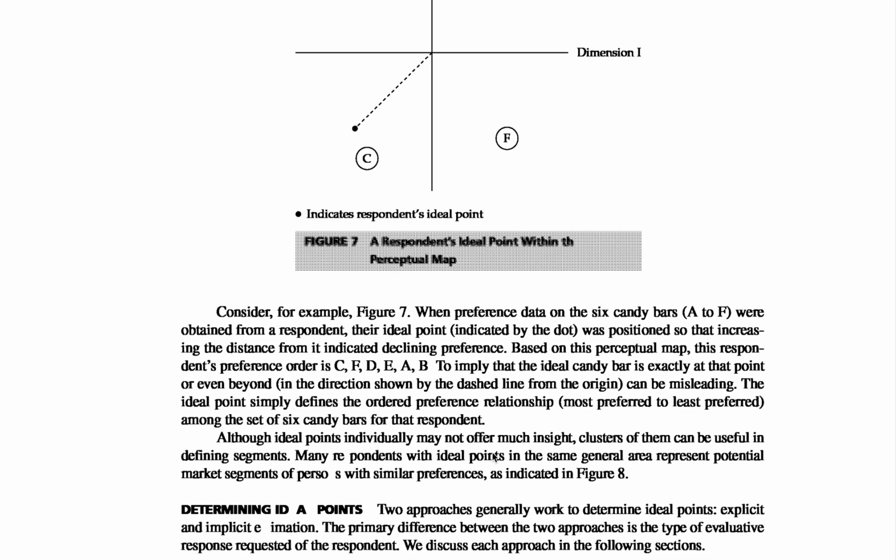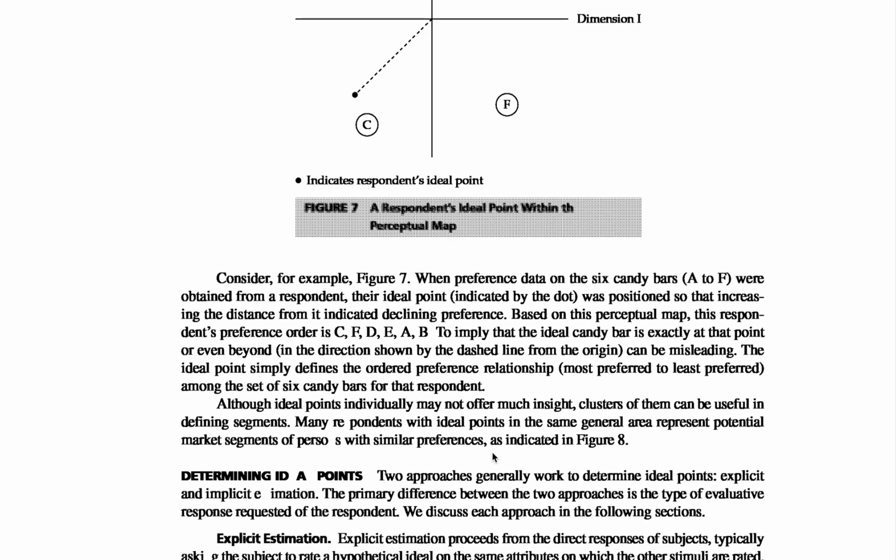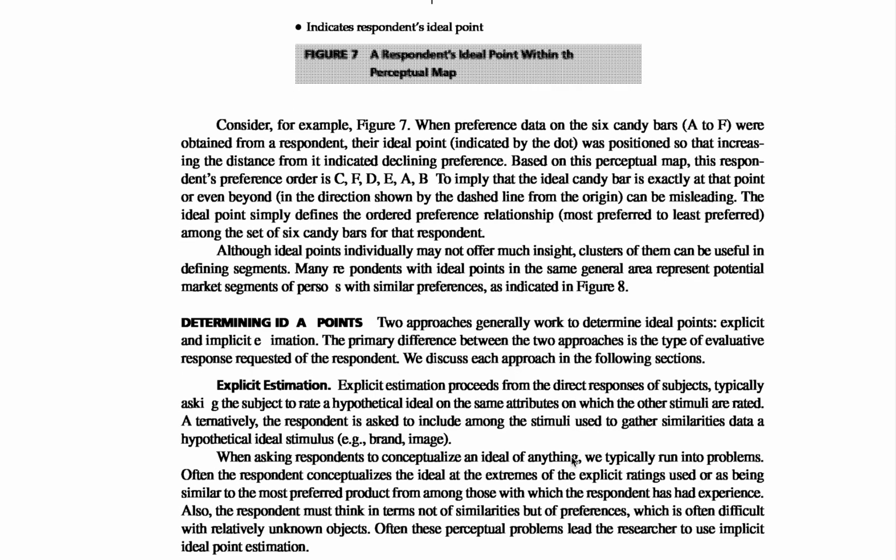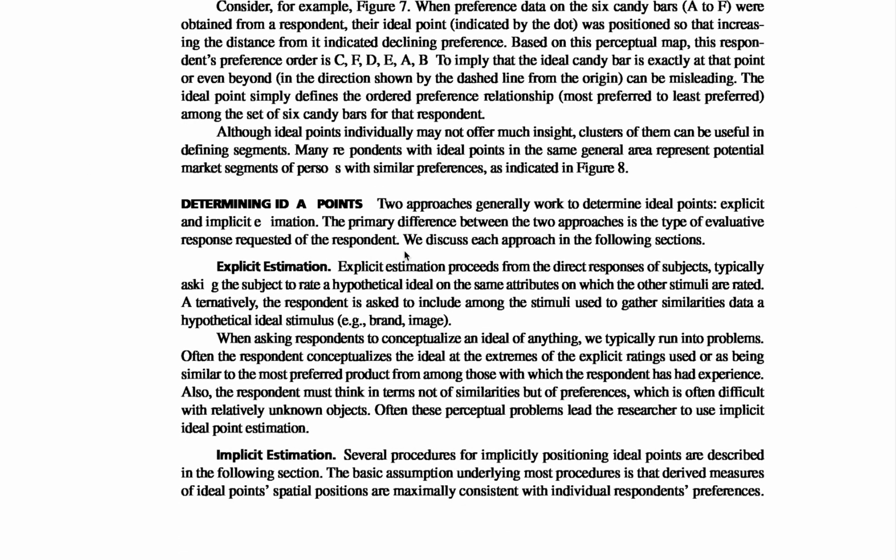Although ideal points individually may not offer insight, clusters of them can be useful in defining segments. Ideal points in the same general areas represent potential market segments, and persons with similar preferences are indicated in figure 8. Here is determining ideal points. Two approaches generally work to determine ideal points: explicit and implicit estimation. The primary difference between the two approaches is the type of evaluation response requested of the respondent. We discuss each approach in the following sections.